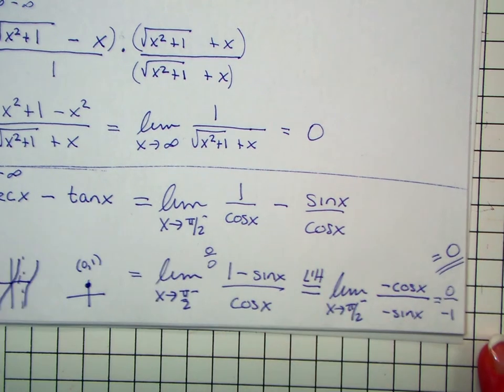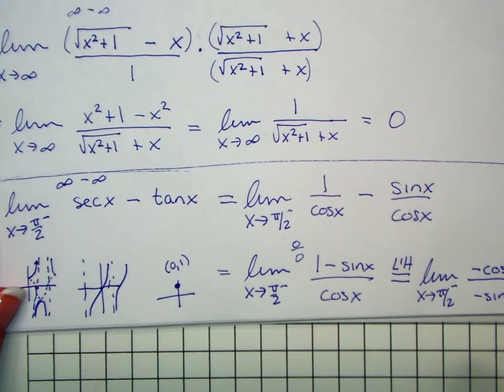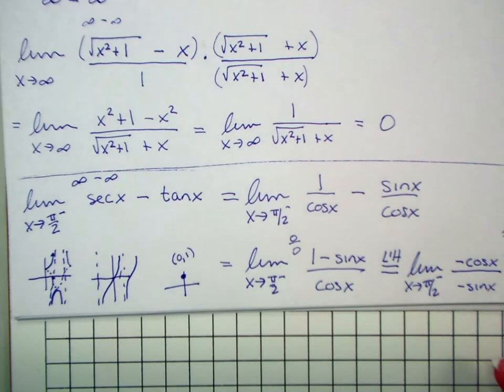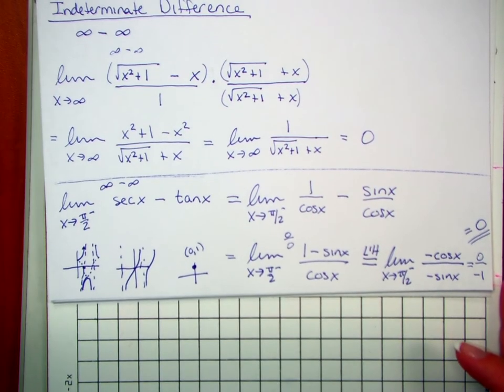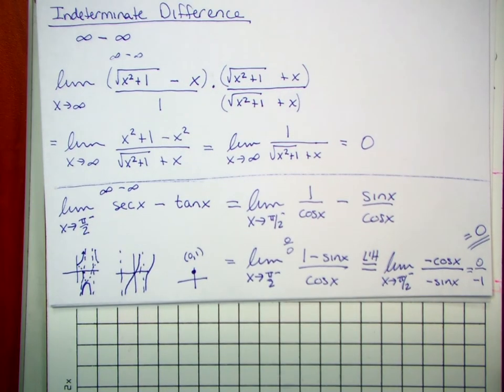So these examples, even though they're both 0, I want to caution you that the answer is not always 0, right? Sometimes it can be a finite number, so be aware. So indeterminate products and indeterminate differences have to be changed to a fraction before applying L'Hopital's rule. Keep that in mind. All right, the indeterminate powers to come on the next video.